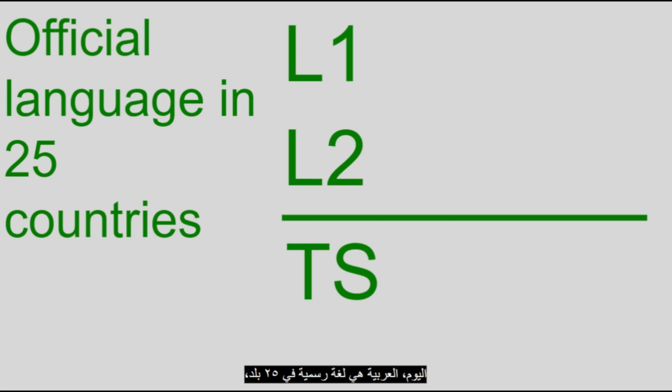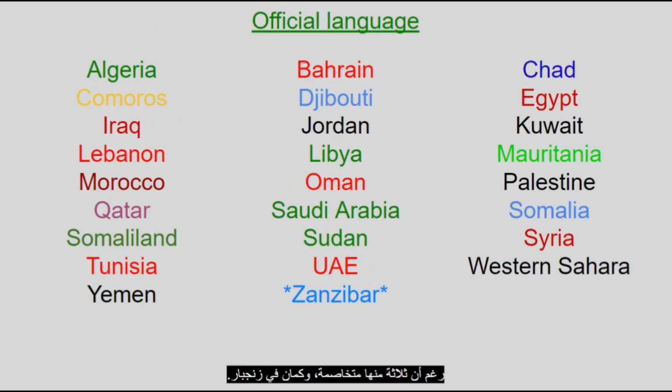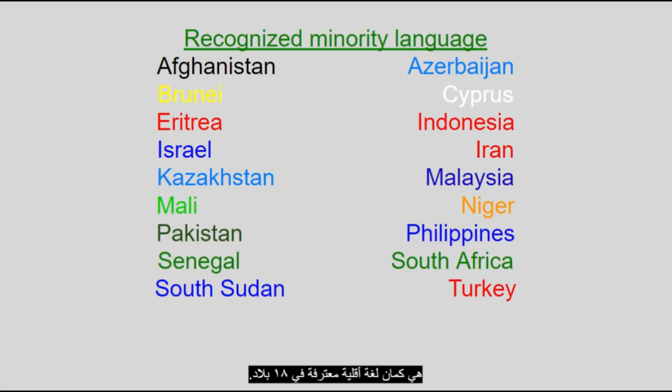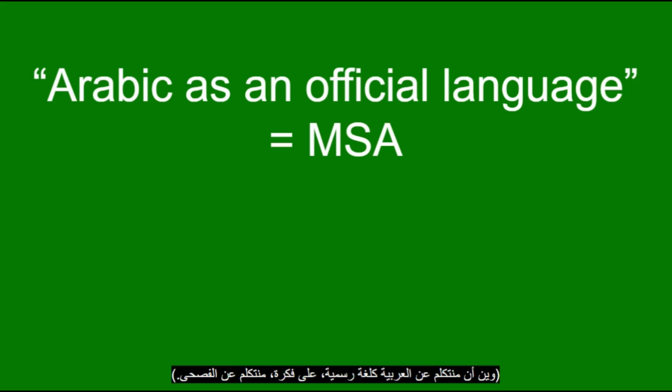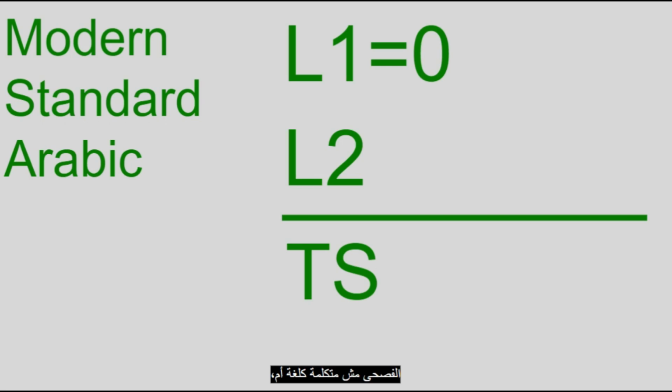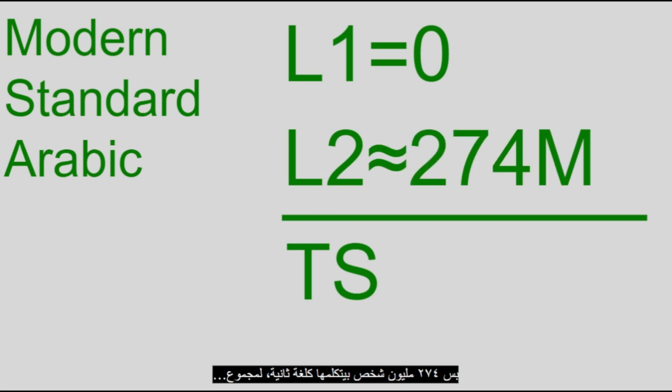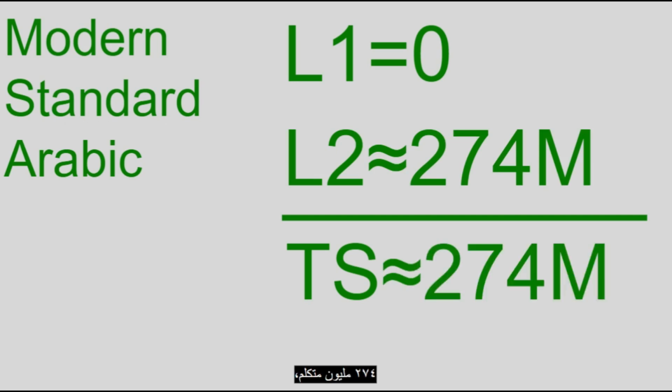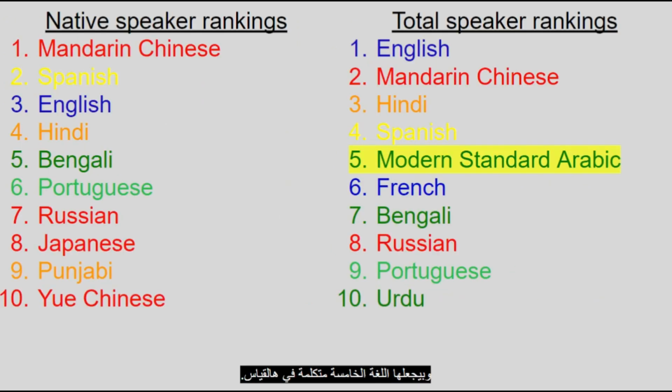Today, Arabic is an official language in 25 countries, although 3 of them are disputed, as well as in Zanzibar. It's also a recognized minority language in 18 countries. Wherever Arabic is talked about as an official language, by the way, we're talking about MSA. As for the population numbers, the dialects make this a bit tricky. MSA is not spoken as a native language, but 274 million people speak it as a second language, totaling 274 million speakers, and making it the 5th most spoken language in the world by that metric.